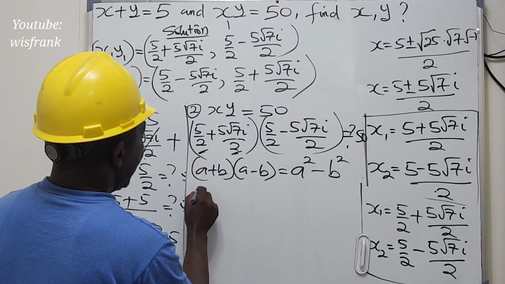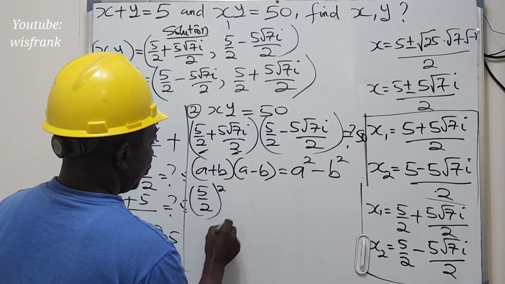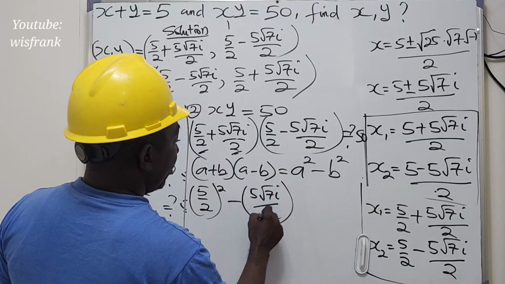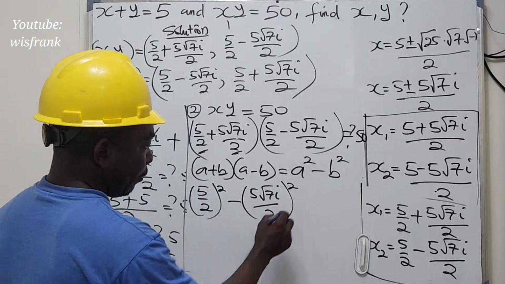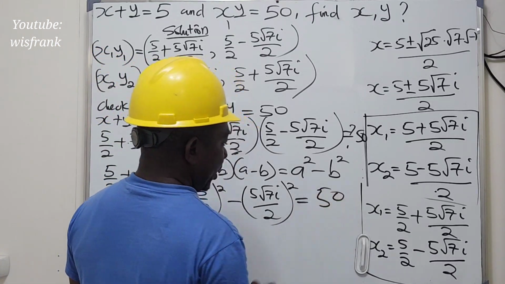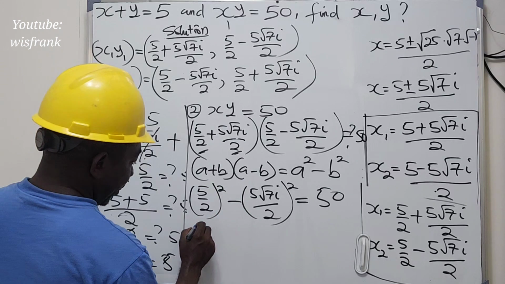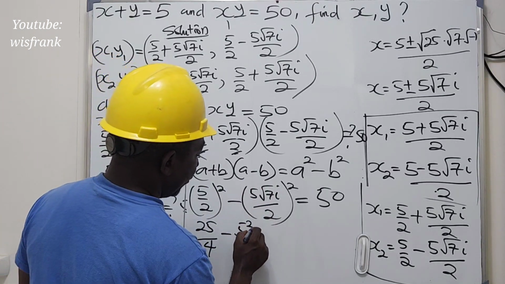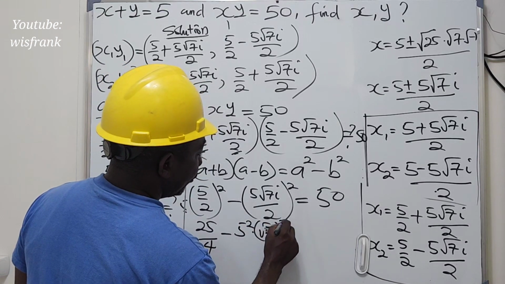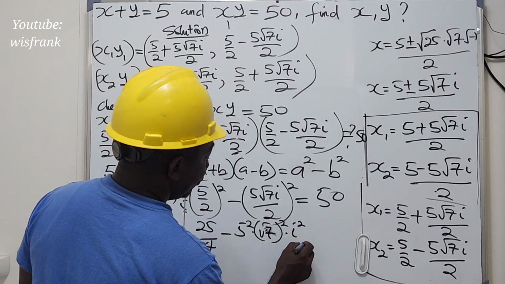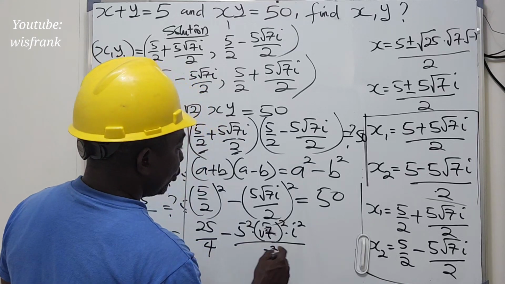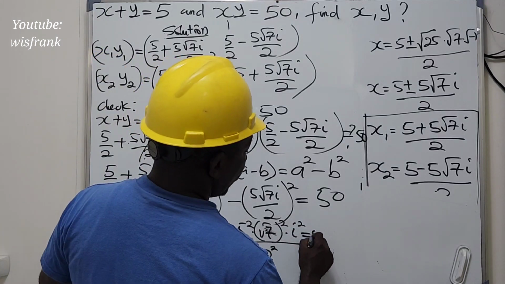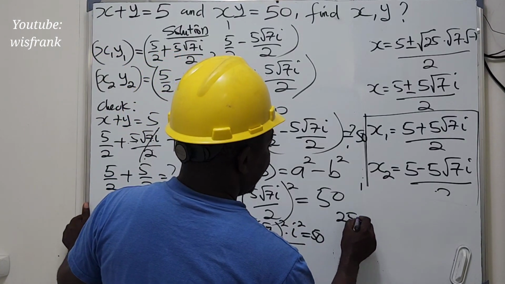So our a will be 5 all over 2, all to the power of 2, minus b, which is 5 root 7i all over 2, all to the power of 2. So this is what we have. Will this become 50? Let's check. So now 5 to the power of 2 is the same thing as 25 all over 4. Then this is the same thing as 5 to the power of 2 times root 7 to the power of 2 times i to the power of 2 all over 2 to the power of 2. So we have 25 all over 4. Will this equal 50?